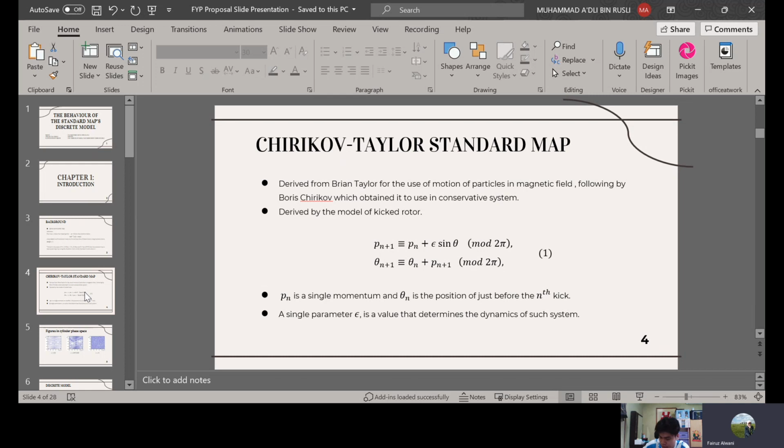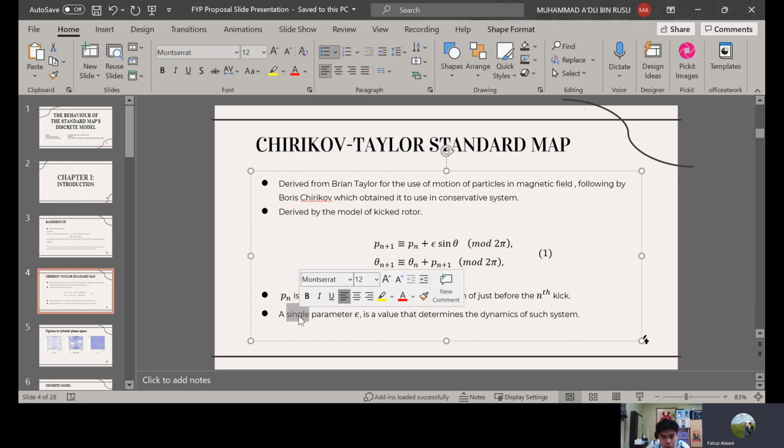Okay, the single parameter epsilon is what we call the perturbation parameter. Perturb means disturbance. It is the parameter that we disturb, the parameter that we change. Perturbation parameter. Alright.